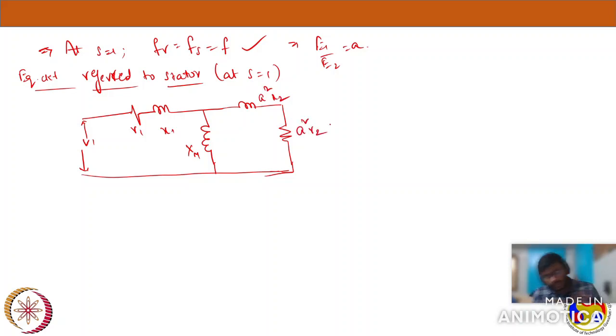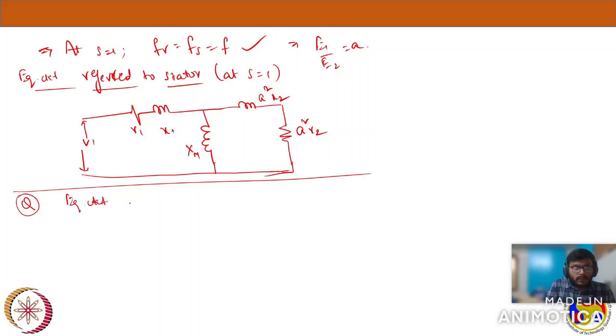So there is no slip. Slip is not present in the entire equivalent circuit. At slip equal to 1, we got the equivalent circuit referred to the stator. Now the question is, what will be the equivalent circuit of my three-phase induction motor when my slip is not equal to 1? I mean, my rotor is actually rotating, but it's not in the standstill condition anymore.